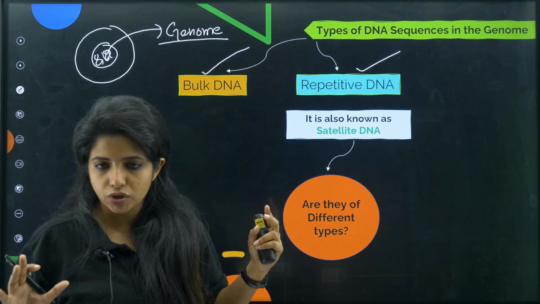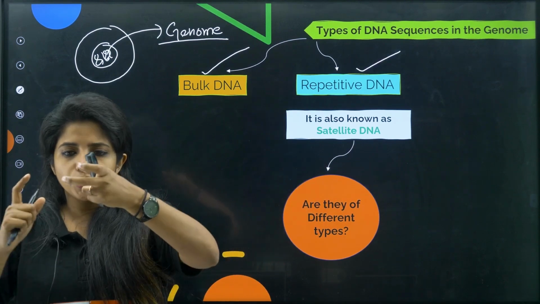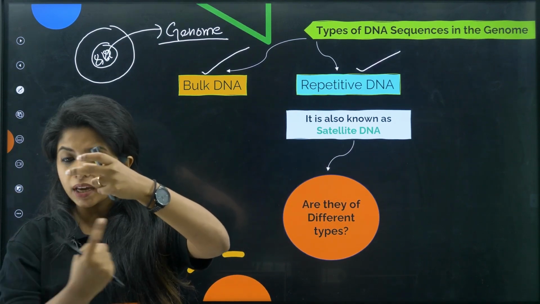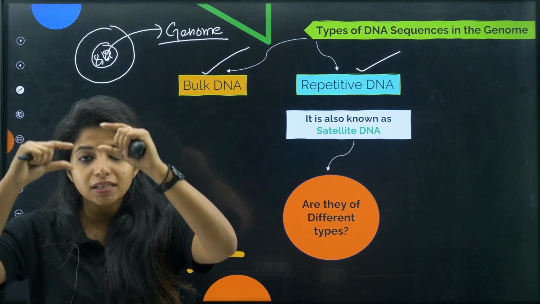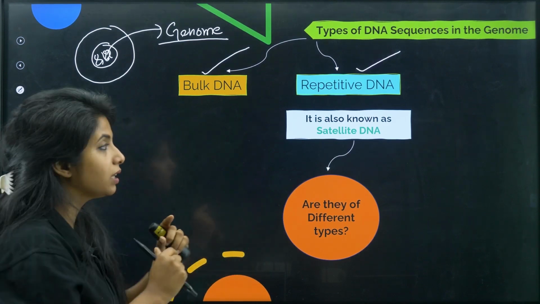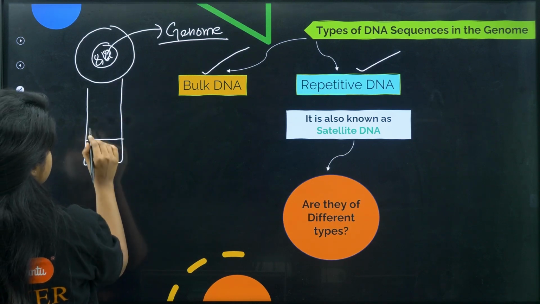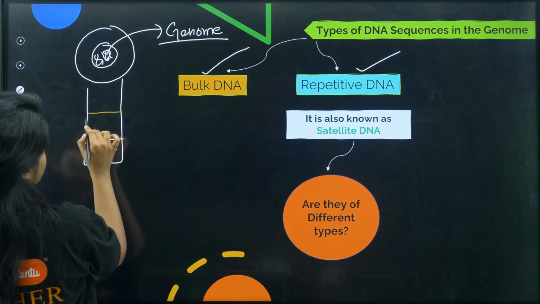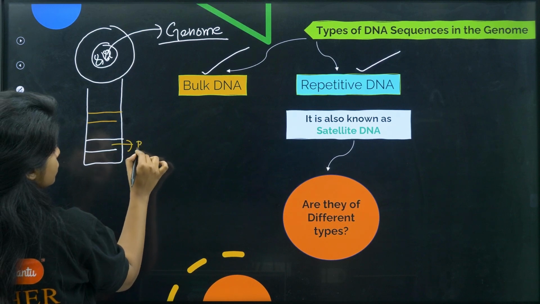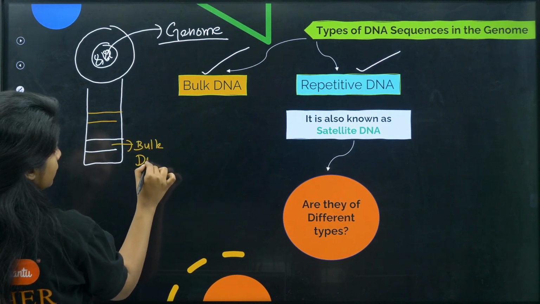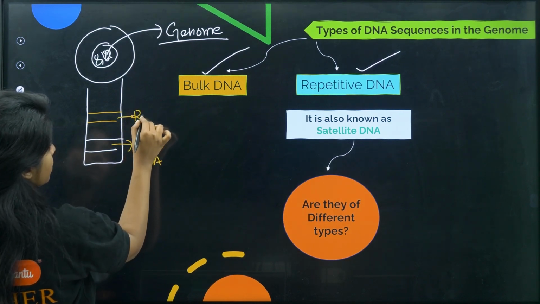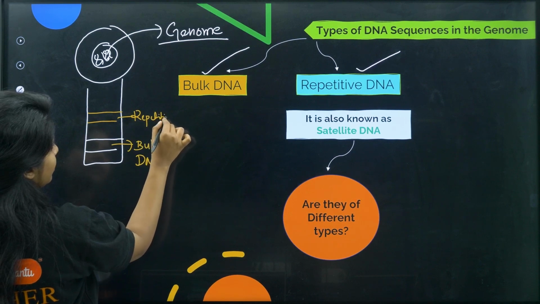Basically, centrifugation was done. Centrifugation, you do understand, when something is being spun at too much speed, at this point of time, according to its density, it is being separated. So it was seen that this particular DNA, some was getting separated like this and some others were getting separated over here like this. So one was said to be the bulk DNA and the other was said to be the repetitive DNA.